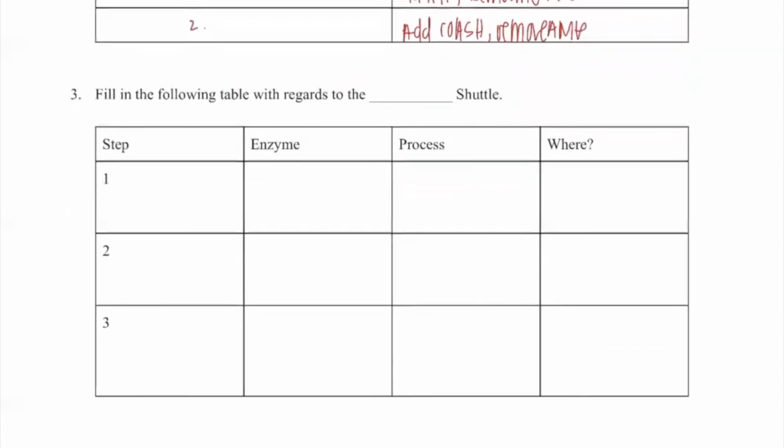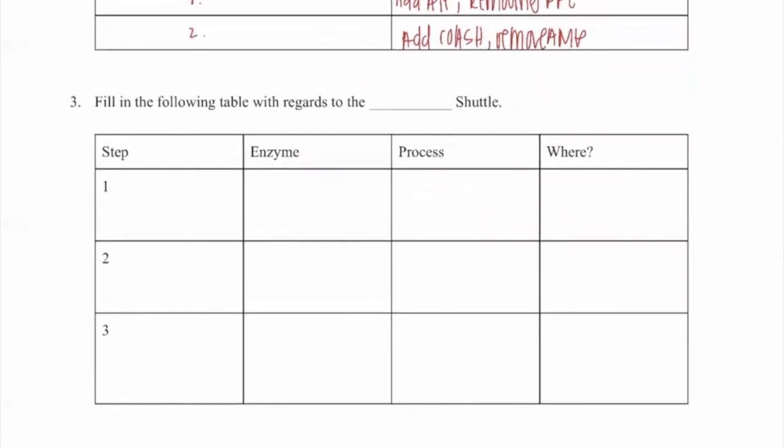Now we can move on to the beginning of this question. The first part says, fill in the following table with regards to the blank shuttle. In this case, we're going to be talking about the carnitine shuttle, and we're going to be going over all 3 enzymes, all 3 processes, and all 3 locations, right? So for this video, we'll just go over the first one, and I'll leave it to you guys to fill out the last 2 boxes. Or if you want, you can come to session, get access to these worksheets, and we can work through it together.